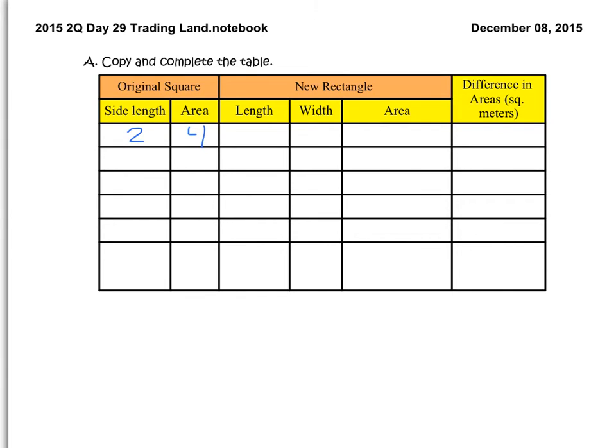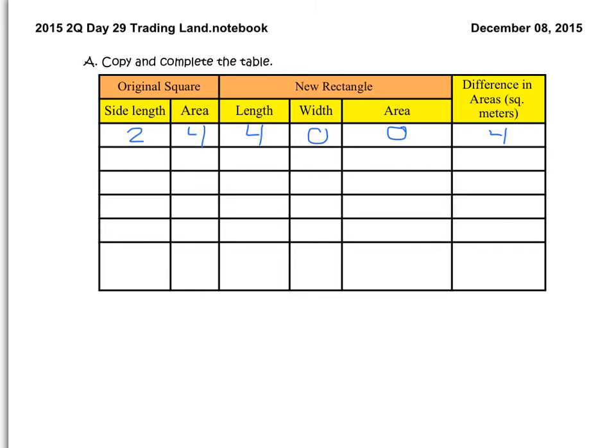If we take the new rectangle, the length is increased by 2, so that becomes 4, 2 plus 2, and our width is reduced by 2, so 2 minus 2, which becomes 0. So the new area of our rectangle is 4 times 0, which is 0. What I want to know is the difference in the areas in square meters. We have 4 as our original area and 0 as our new area, so the difference in areas is just going to be 4, because that's 4 minus 0.